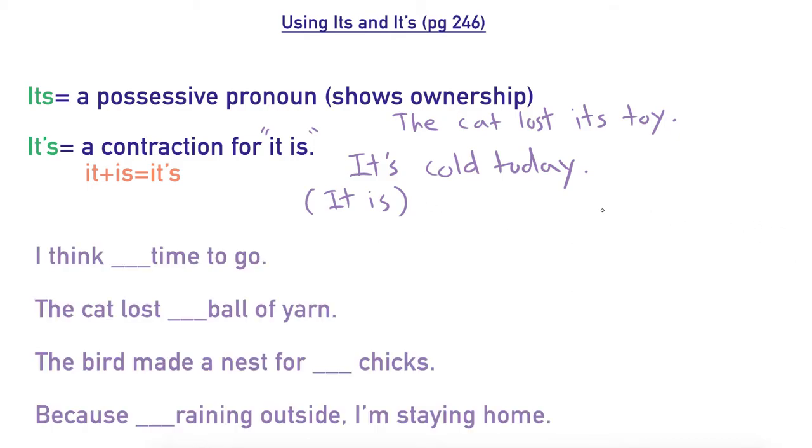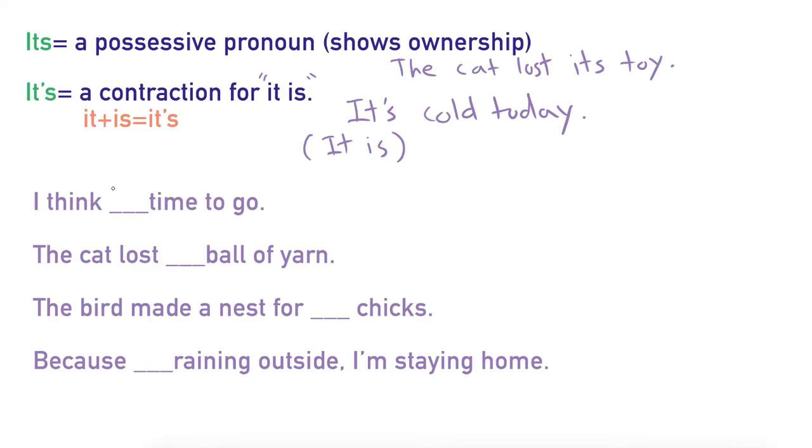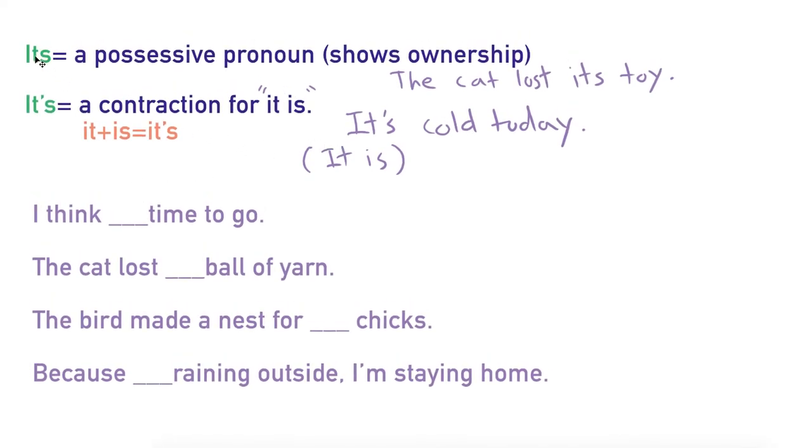Let's go over some example sentences. To figure out whether you should use its without the apostrophe or it's with the apostrophe, you can just test it with it is. If it still makes sense after you fill in the blank with it is, then you use the one with the apostrophe. If it doesn't make sense, then you use the one without the apostrophe. Let's try it. I think blank time to go. I think it is time to go. Does that make sense? Yeah, it does, so I would use the apostrophe s, it's.